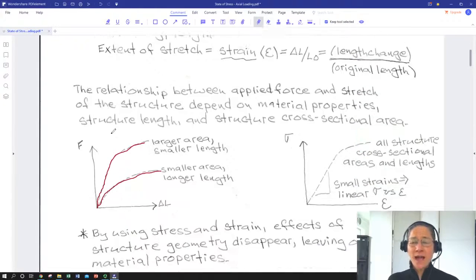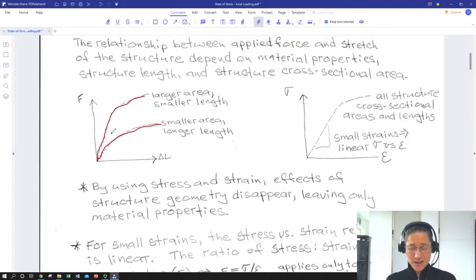Now, as it turns out, there are properties of the material itself that also play into this. For instance, for the same dimension cylinder, if we applied the same force to a cylinder made of iron, it wouldn't have as much elongation as a cylinder made of rubber. So there is a material property that plays in here.